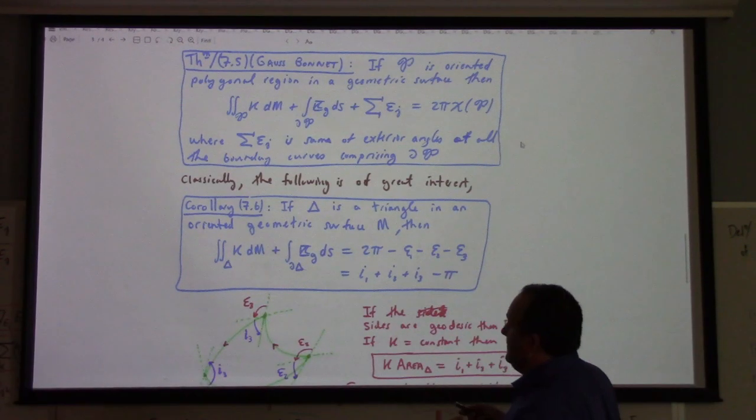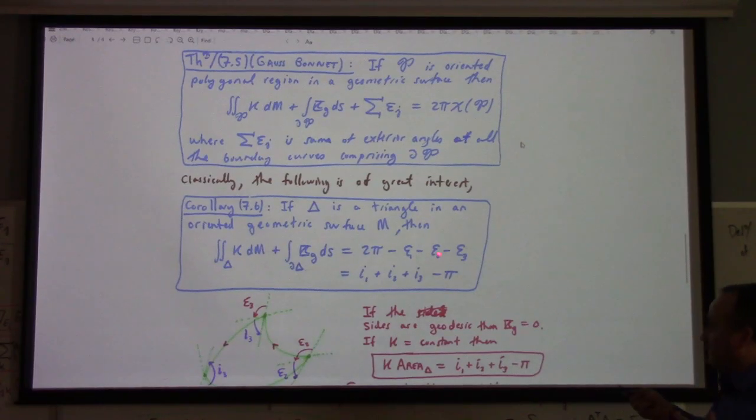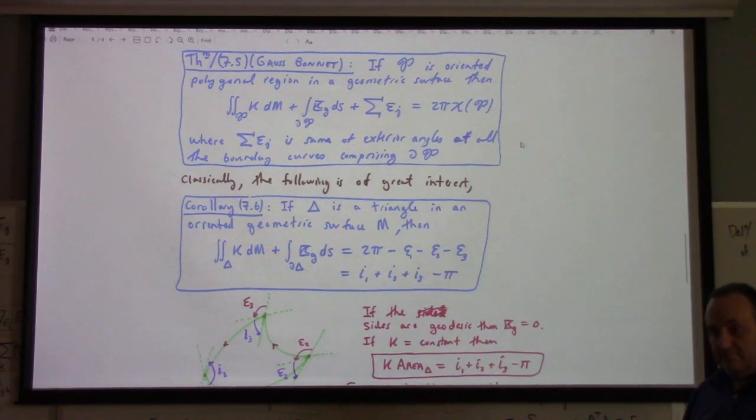And it turns out, a corollary to the Gauss-Bonnet theorem is that the integral of the Gaussian curvature over a triangle is the integral of the geodesic curvature around the boundary of the triangle. And that works out to 2 pi minus the sum of the exterior angles, or the sum of the interior angles minus pi. So what happens if your surface is flat? If your surface is flat, the Gaussian curvature is 0. The geodesic curvatures are 0. This is all 0, and we get that the sum of the interior angles is pi.